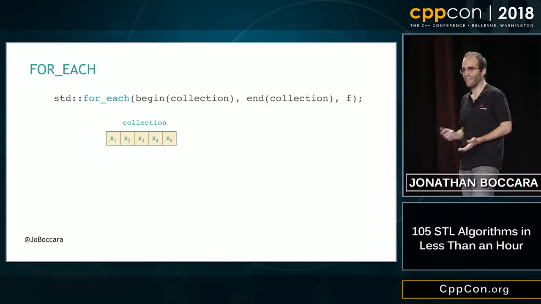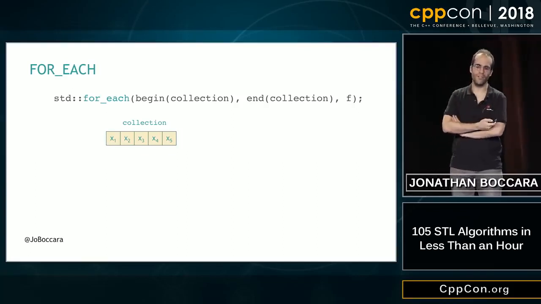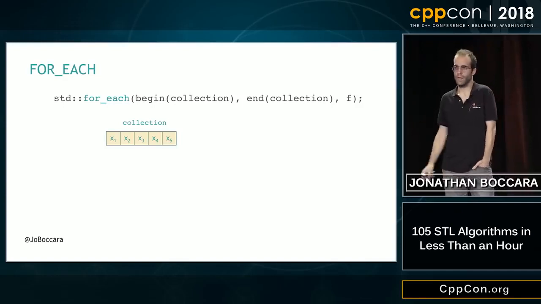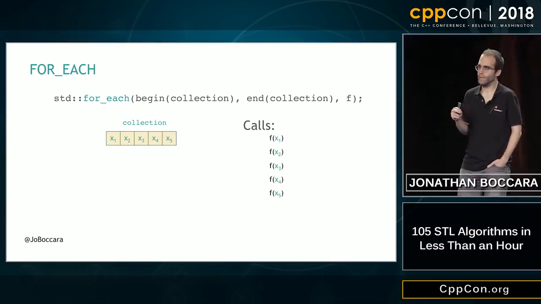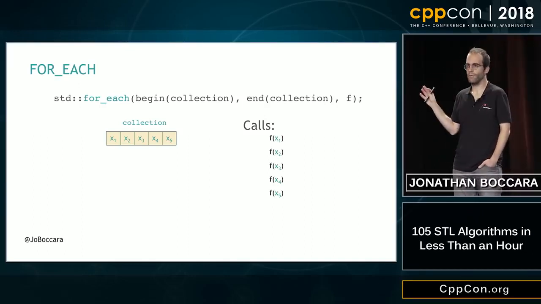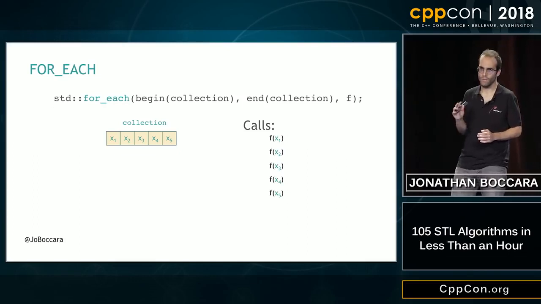And that's for_each. And for_each, if we think about what it does, takes a begin, an end, and some piece of code, a function, it could be a lambda, for example, or a regular function. And it applies that function to every element. What's interesting to note is that it doesn't care about what f returns. So for the purpose of for_each, f might as well return void.